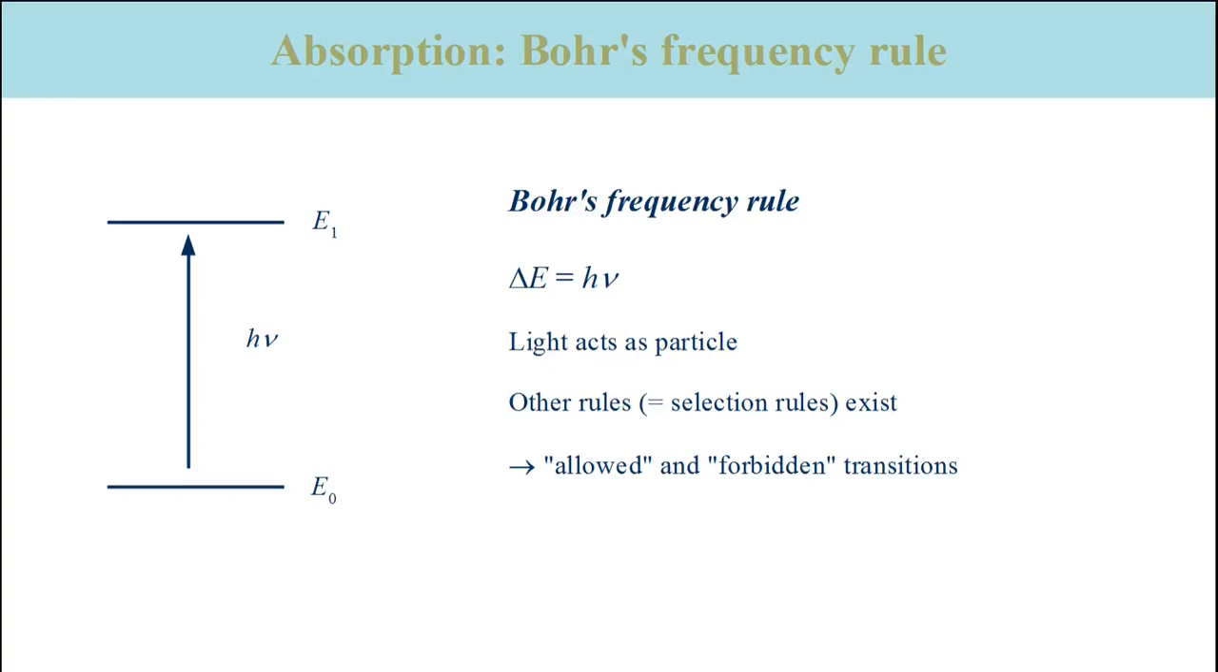Apart from the Bohr frequency rule, other rules exist that are specific for the particular transitions induced in the experiment. We will encounter them when we discuss transitions between particular energy levels. These rules are called selection rules, and they classify transitions into allowed and forbidden transitions. However, these categories are not absolute. In practice, an allowed transition is one which has a high probability, a forbidden transition is one with a low probability.